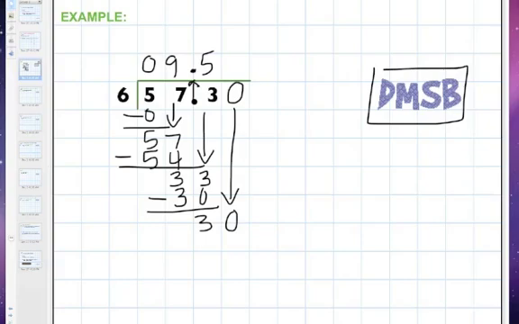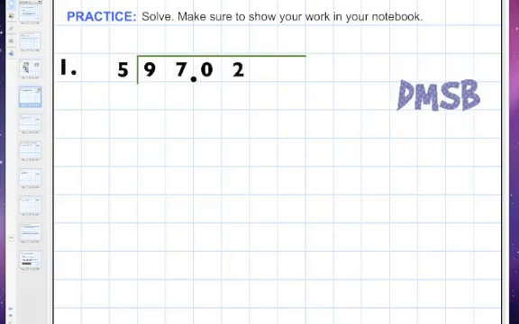So I have 30 items to share among 6 groups. That would be 5 shares each, and 5 times 6 is 30. Now I have a remainder of 0. My decimal has terminated, and the answer, or the quotient, is 9.55.